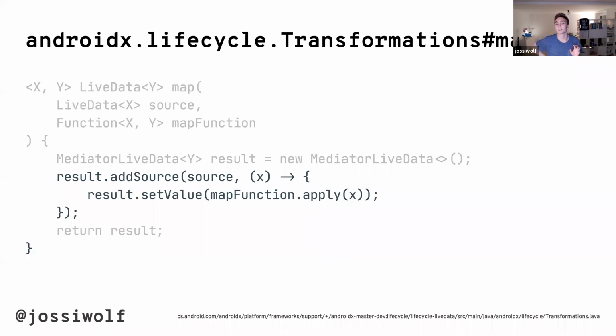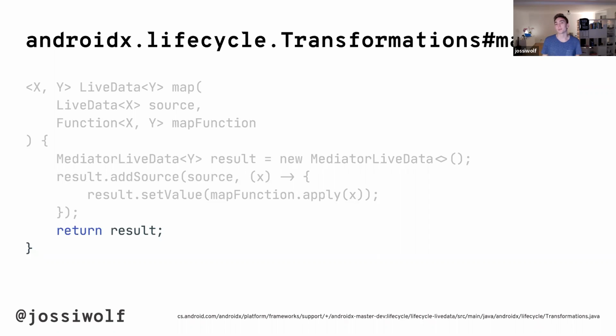So what's happening inside the lambda is first, the map function gets called with the newest emission, which is X. And the return value from that map function gets set as the current value of that mediator LiveData. And finally, this mediator LiveData is cast to just normal LiveData and returned. So this still looks kind of great, right? We were like, okay, where's the obvious thing that we're missing?